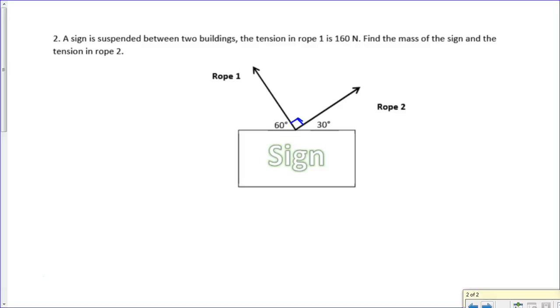So we've got this object, and I'm going to make the FBD for it. Going downward, we have a gravitational force, so this downward FG on the sign by the Earth. Then some other forces: we have a tension force going up at an angle of 30 degrees. So this is Ft on the sign by rope 1. Oh, sorry, that's rope 2.